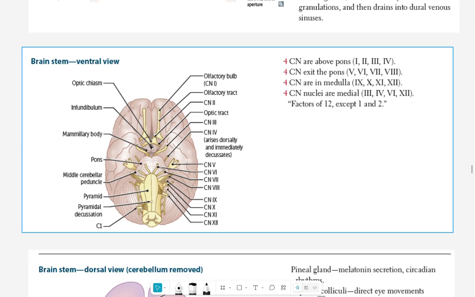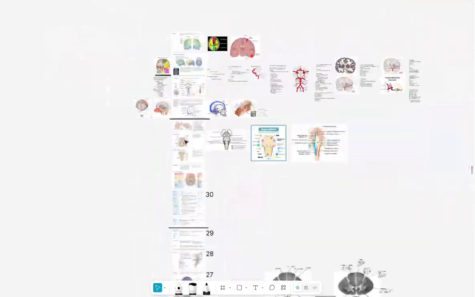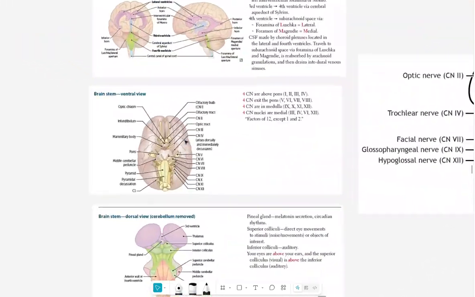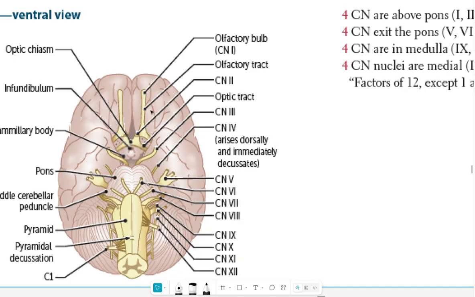Anyways, so the cranial nerve exit rule follows that four cranial nerves are above the pons. So cranial nerve 1 here, cranial nerve 2, cranial nerve 3, and 4. Remember that cranial nerve 4, this trochlear nerve, is the only nerve that basically arises dorsally and immediately decussates. Let me show it to you properly here. So this is your cranial nerve 1, this is the cranial nerve 2, right? And then we have the cranial nerve 3 here, and this is the cranial nerve 4. So basically, cranial nerve 4, the trochlear nerve, is the only nerve that emerges dorsally, from behind the brainstem.